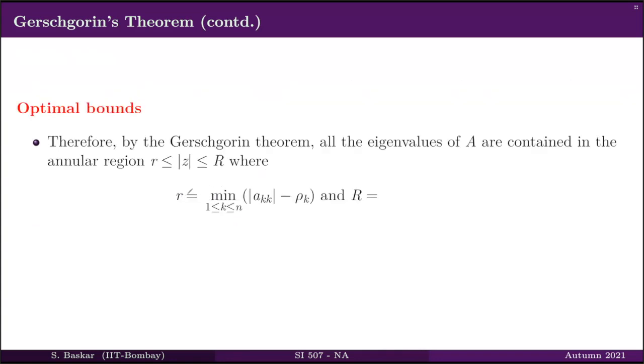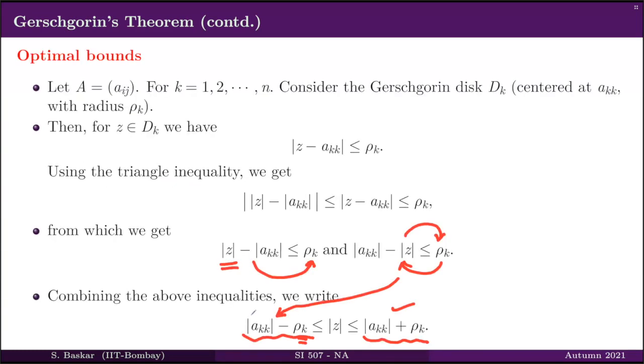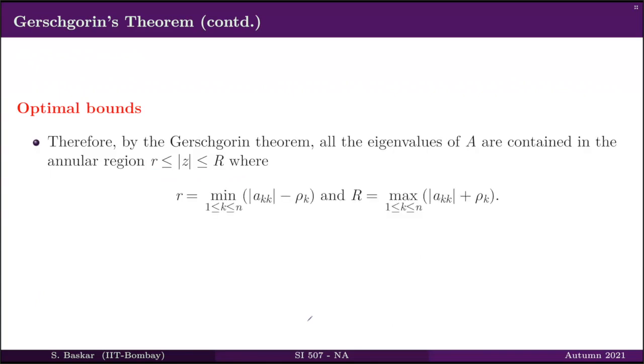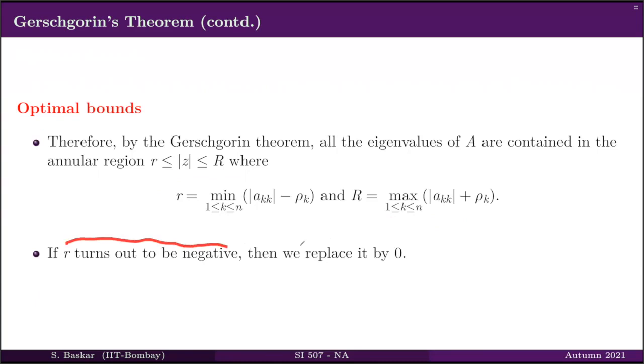And now what you do is you take the minimum of all the lower bounds and maximum of all the upper bounds, right? Note that if R becomes negative, then you replace it by 0, because one can also have R to be negative sometimes. So you can see that all eigenvalues of A are contained in this annular region, right?